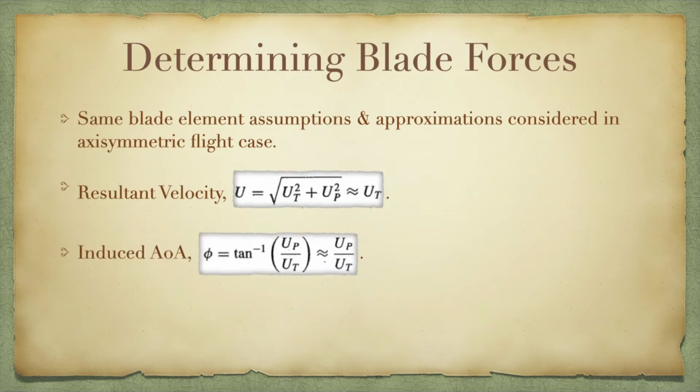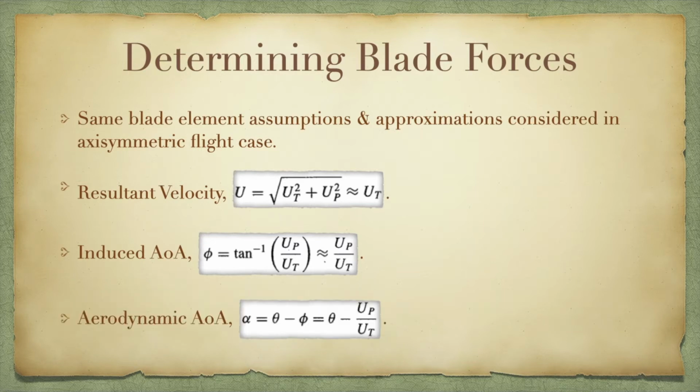Next, the relative inflow angle at the blade section, or induced angle of attack phi, is equal to tan inverse of UP by UT. Approximately it is equal to UP by UT for small angles. Usually it will be a small angle. Therefore, the aerodynamic angle of attack of the blade element is alpha, equal to theta minus phi, which is equal to theta minus UP by UT. So these concepts we have studied in the previous video also.